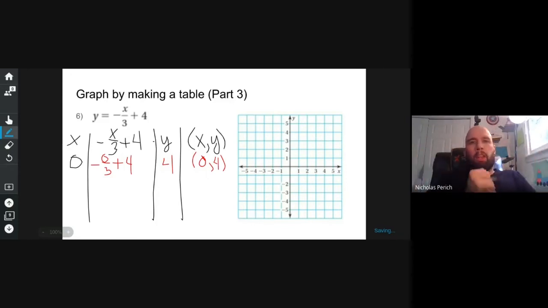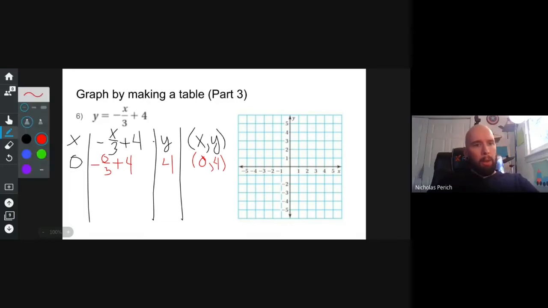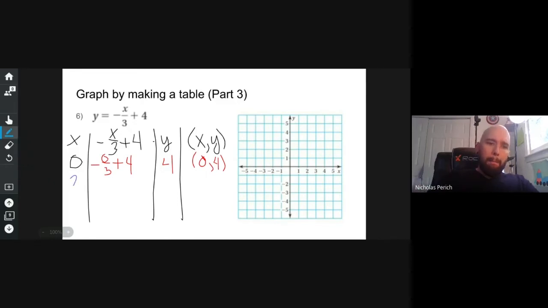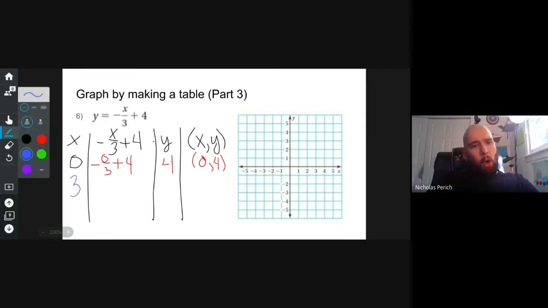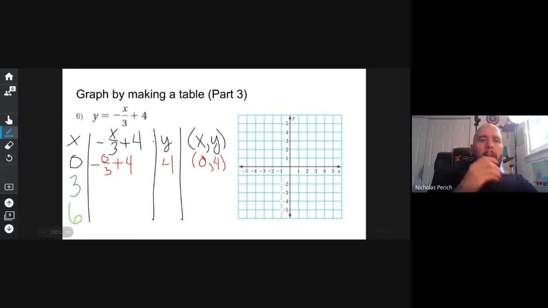Now, here's the thing. I picked 1 for an x value, and I decided that was a bad idea. Why did I do that? Because whatever my x value is, I'm dividing by 3. I can't divide 1 by 3 nicely. It's just going to be a mess. So I'm going to pick these points instead. I'm going to pick 3 and 6.